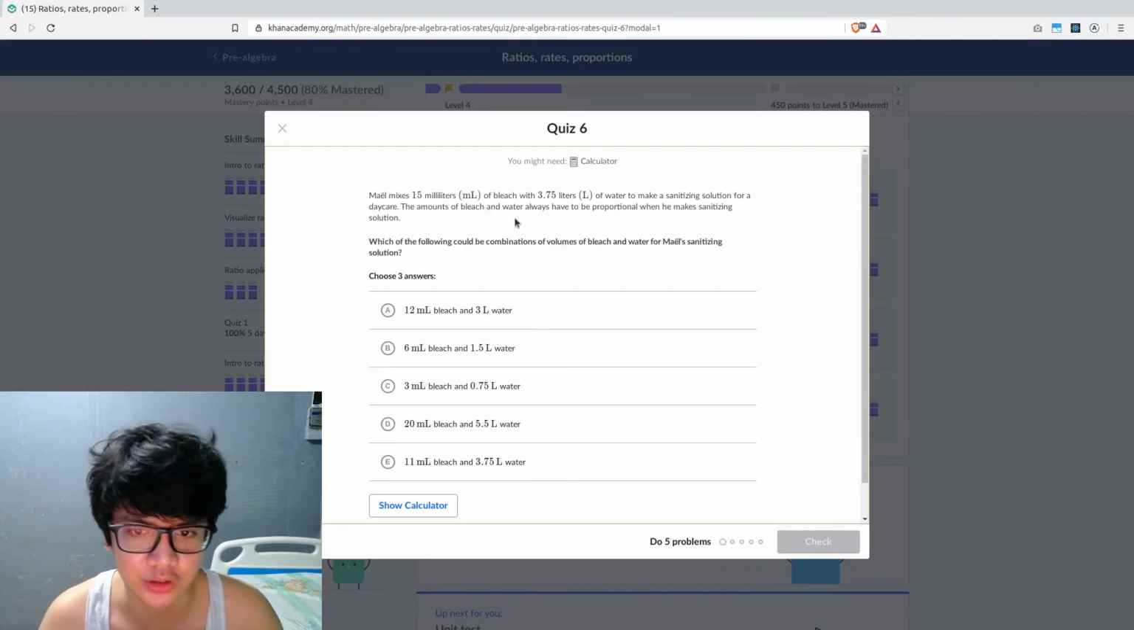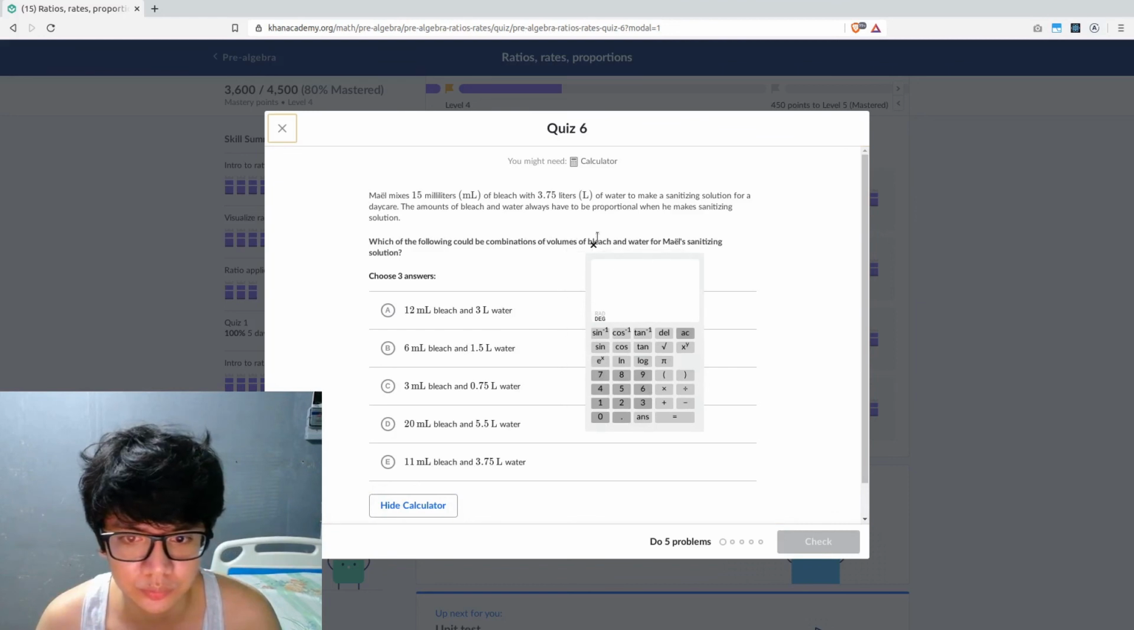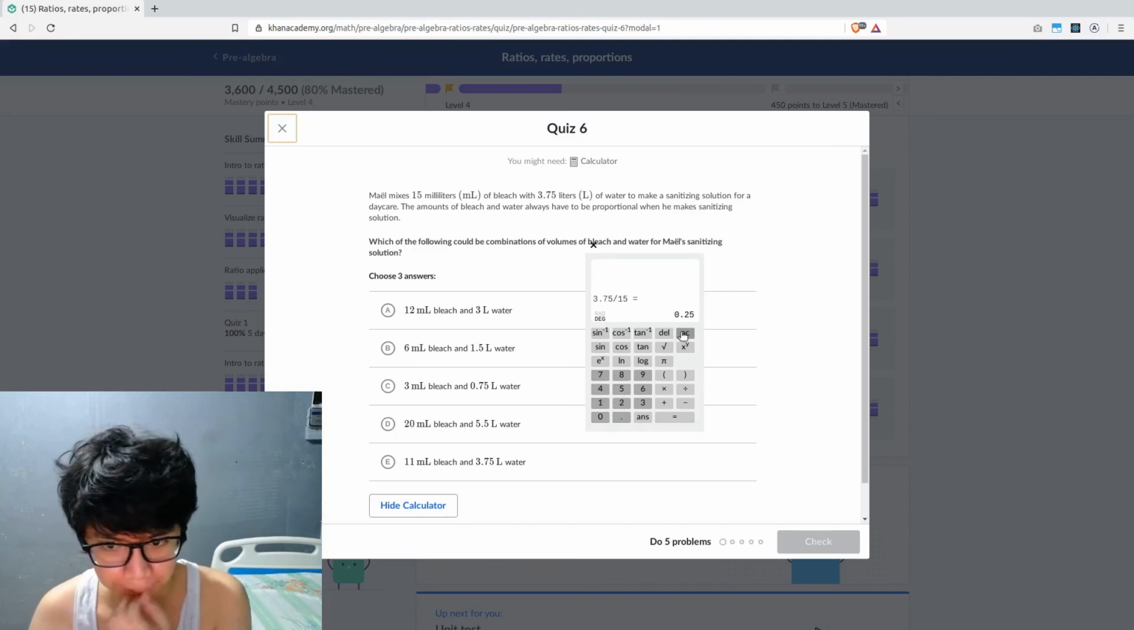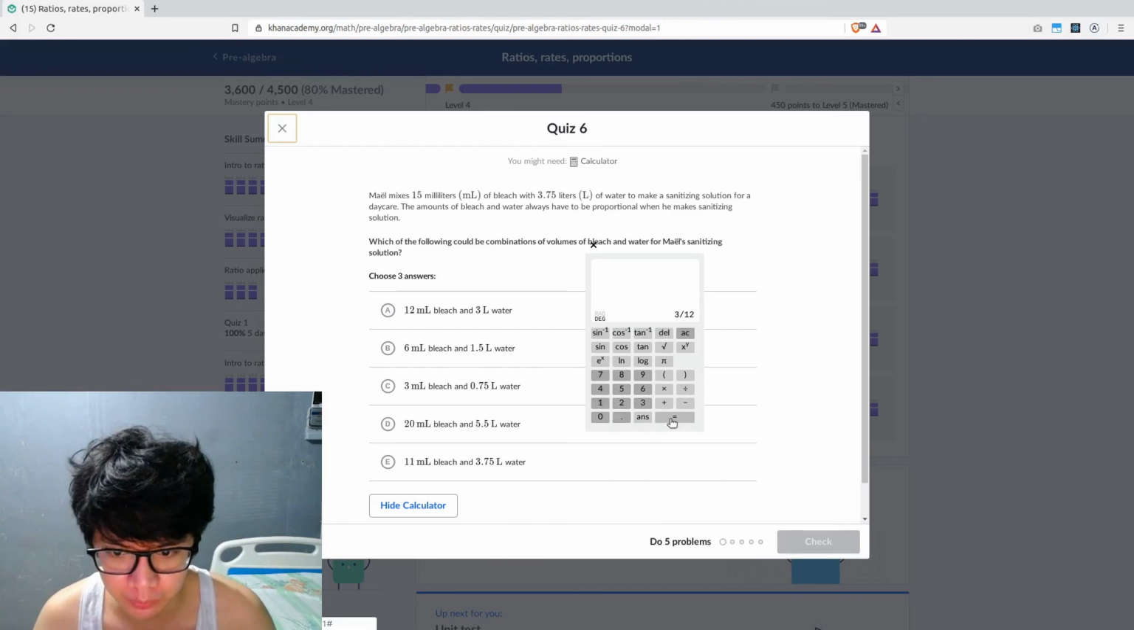Okay, 3 answers. I think I've already solved this. Our proportions, right? So we can do 3.75 divided by 0.25. So 3 divided by 12, 1.5 divided by 6, 5.75, 0.25, of course, just to be sure. About 3 points.